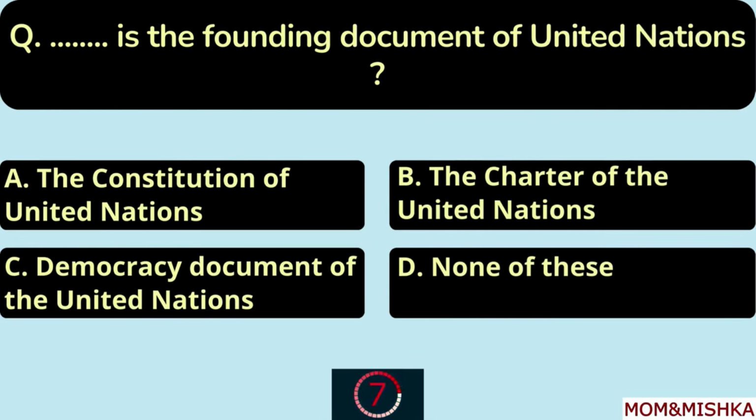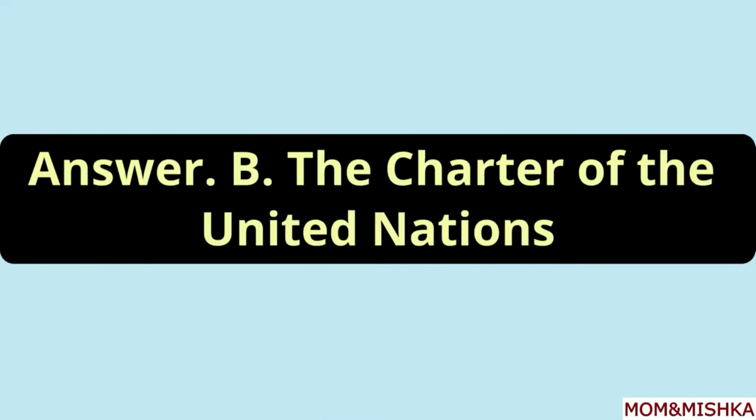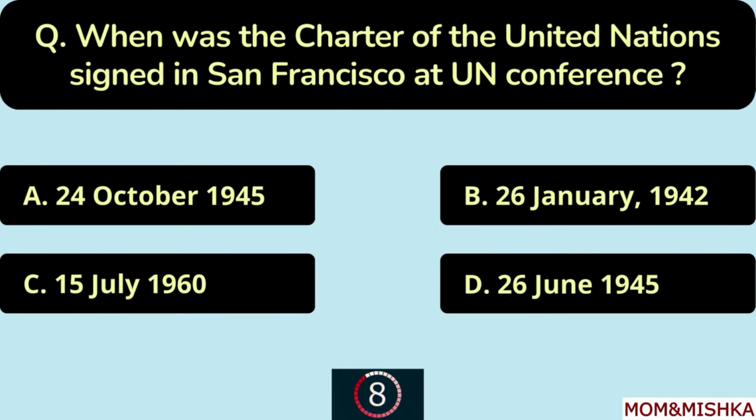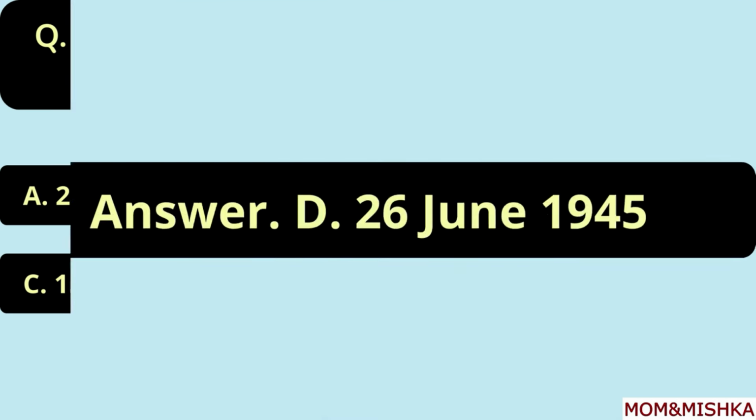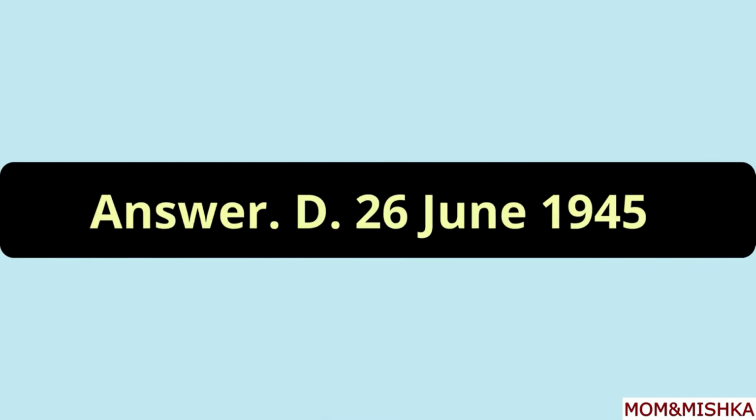Blank is the founding document of the United Nations. It's option B, the Charter of the United Nations. When was the Charter of the United Nations signed in San Francisco at the UN conference? On 26 June 1945, option D.